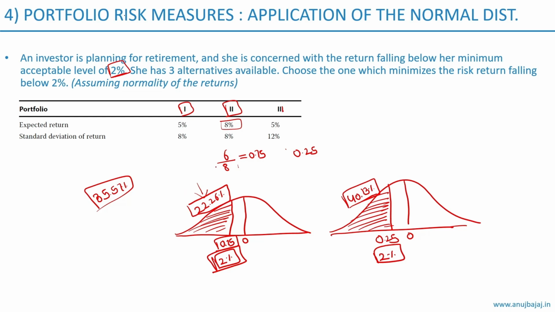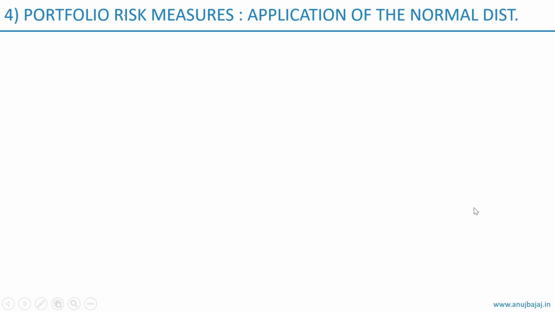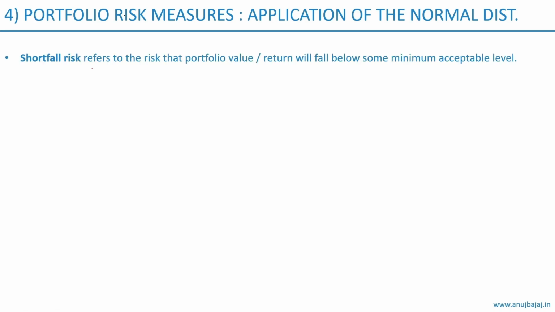And on your next slide, you will see that this figure that we calculated over here is referred to as the safety first ratio. Shortfall risk refers to the risk that the portfolio value or the portfolio return will fall below some minimum acceptable level, and this risk is measured by the safety first ratio.